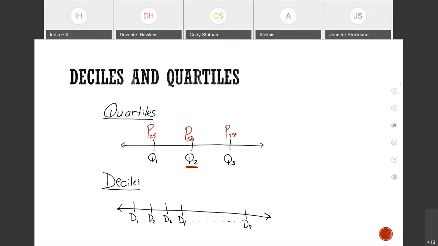We do the same thing on the deciles. If they ask for D1, what percentile is that? Remember, it's cutting it into groups of 10, so each of those deciles is a 10 unit percentile. D1 is the 10th percentile, D2 is the 20th percentile, D3 is the 30th percentile, and so forth. So when you see a quartile or a decile problem, we're going to go back to what percentile is the same, and we're going to work that.